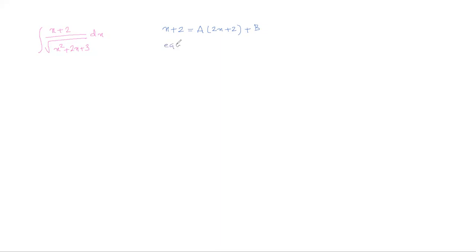So now, equating coefficients and constants. You will get 1 is equal to the coefficient of x, 1 is equal to 2a. So from there you will get a is equal to 1 by 2. Equating constants, on the left side 2, on the right side a into 2, that is 2a, plus b. So that implies 2 is equal to 2 into 1 by 2 plus b. That implies b is equal to 2 minus 1, which is equal to 1.